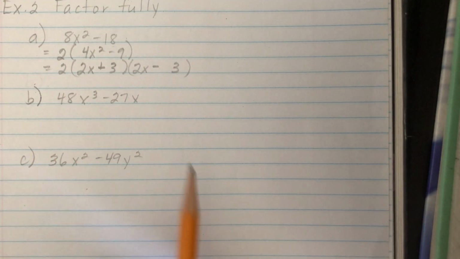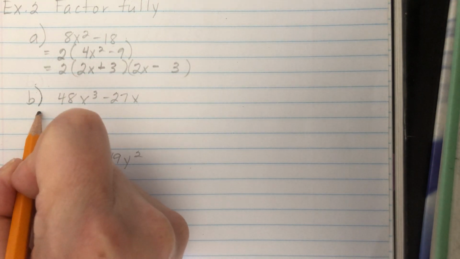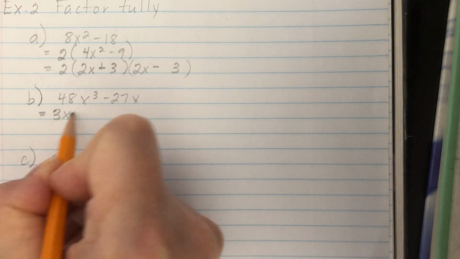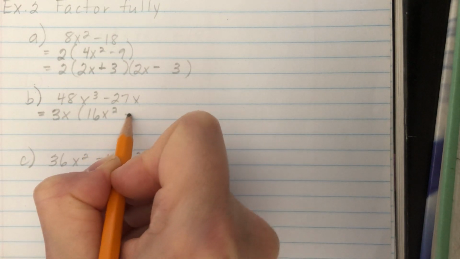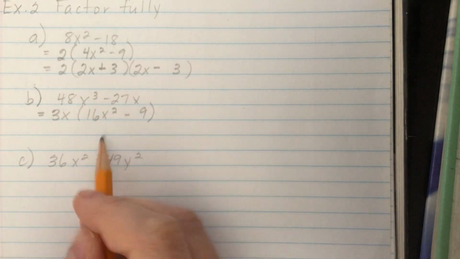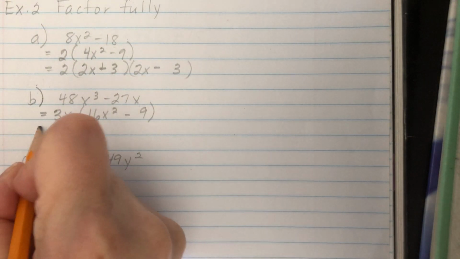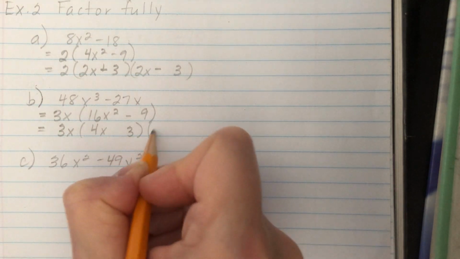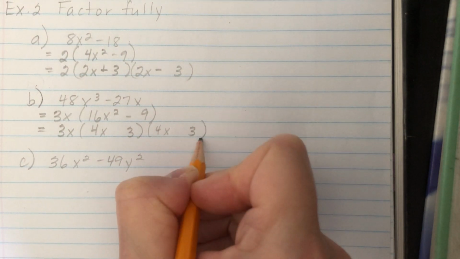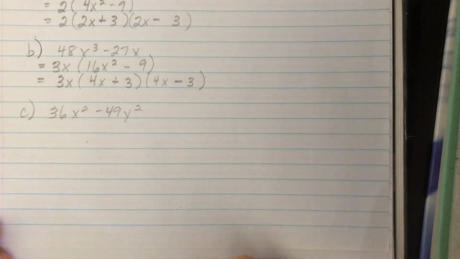So let's look at B. Greatest common factor of 48x cubed minus 27x, and that would be 3x. If I factor 3x out, I get 16x squared minus 9. 16x squared minus 9 is a difference of squares. Taking the square roots of each term, I get 4x and 3. That's what's going to appear in each bracket. One bracket's going to have a plus, one will have a minus.